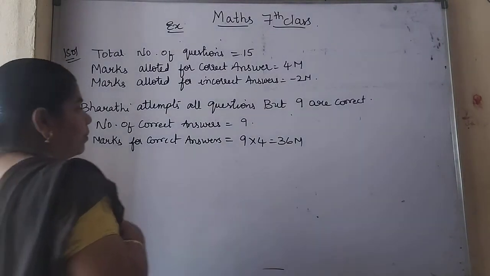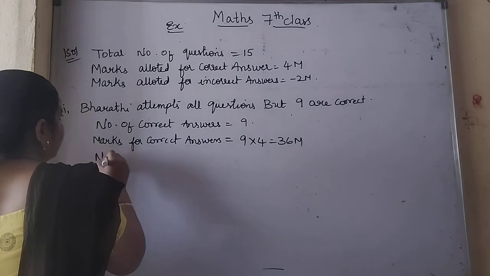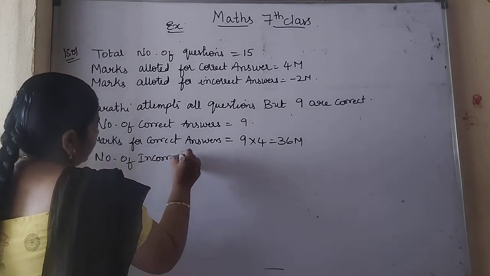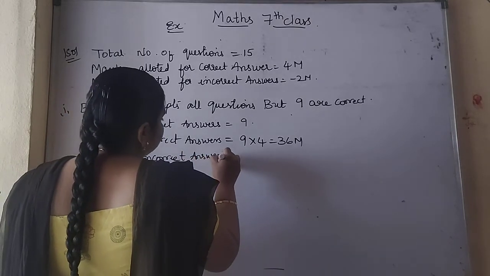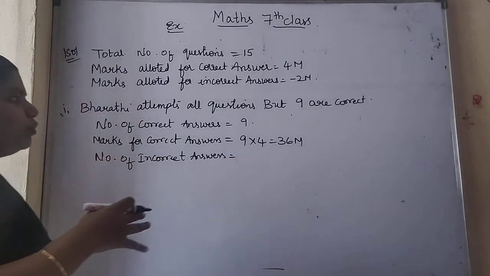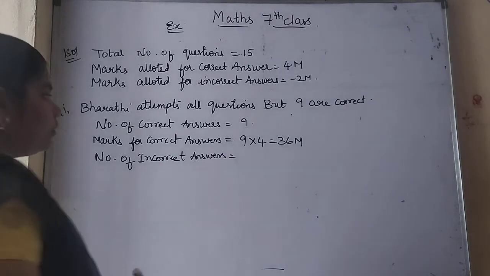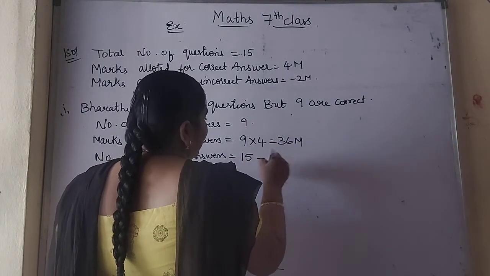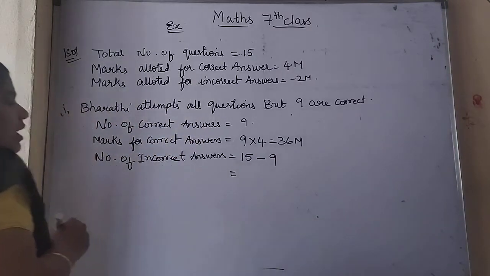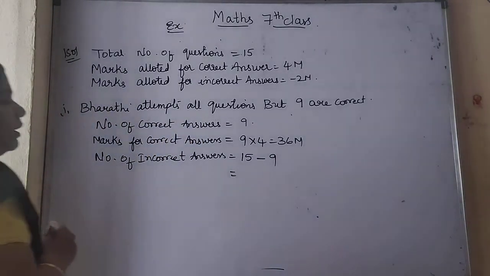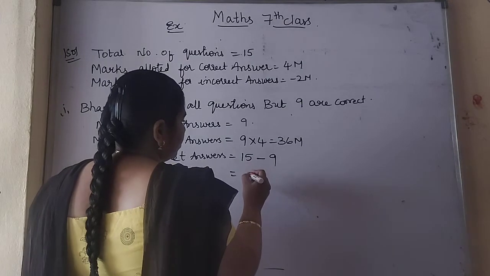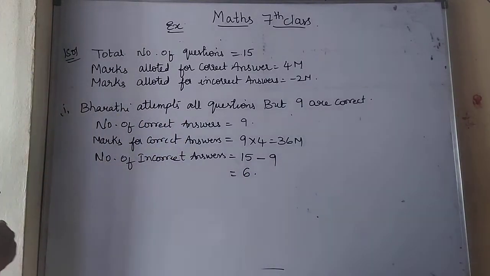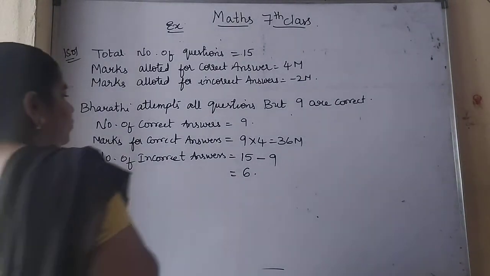Now we have to find about incorrect answers. So number of incorrect answers. From total questions, if you remove the correct one, the remaining will be incorrect only. That means total are 15 questions. From that 9 are correct. So what is the answer here? 15 minus 9 will be equals to 6. Okay. So 6 are incorrect here.